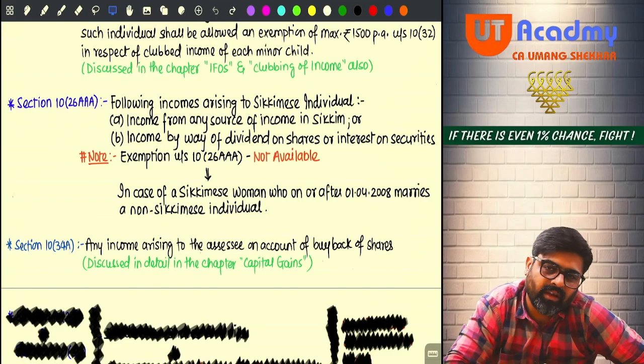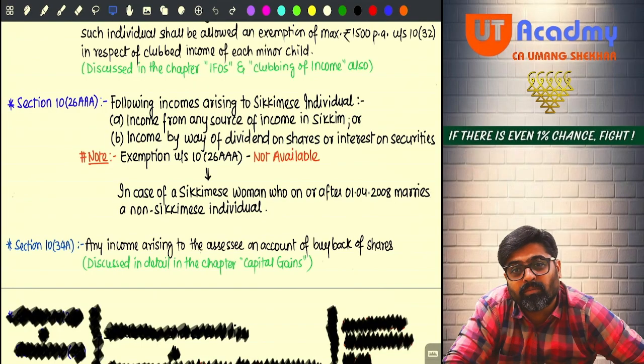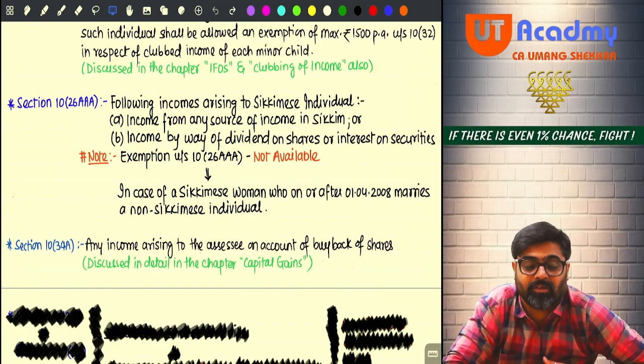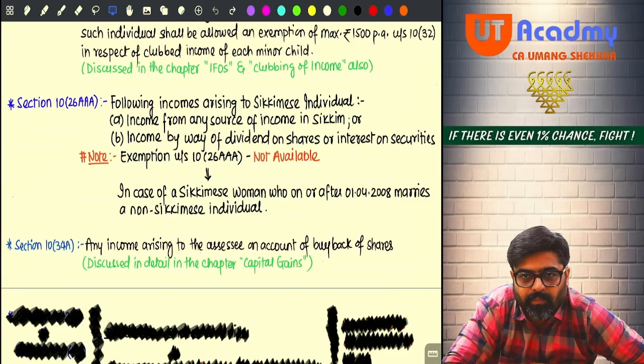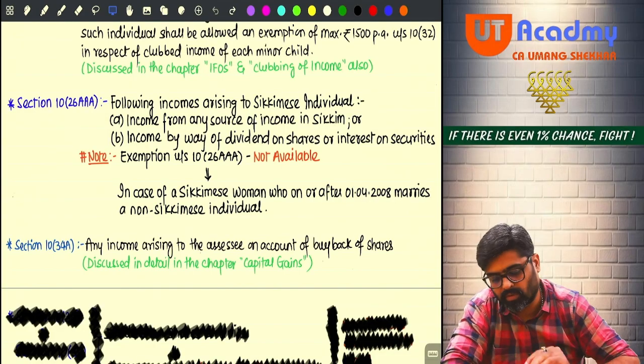Both the husband and wife are Sikkimese, and earn incomes. But can a Sikkimese boy marry a non-Sikkimese girl? Yes, he can marry. Still his income is exempt. But a Sikkimese woman cannot marry a non-Sikkimese guy. If she marries, then whatever income she is earning, for that she is not going to get this exemption. Done, sir. Section 10(26AAA) is over, and the exemption chapter is over.